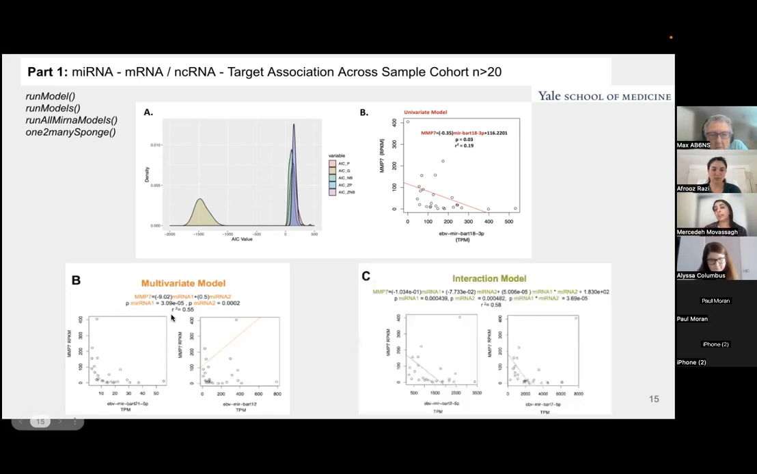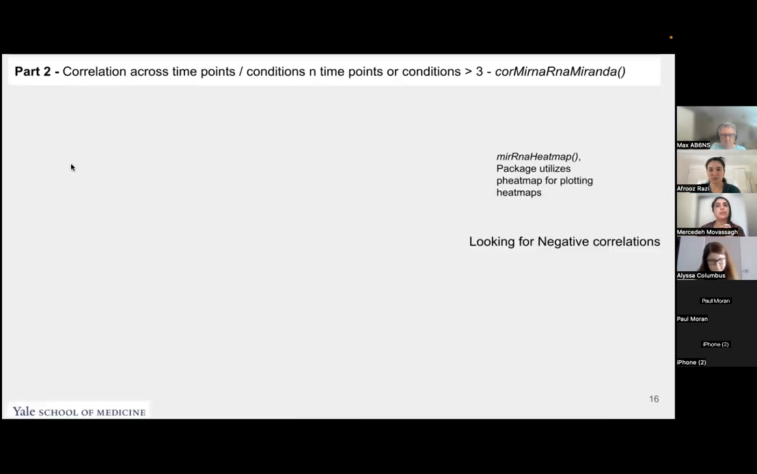And if you're doing an interaction model, you're basically looking at the third argument of the regression, which shows cooperation. You're just multiplying it and you're seeing if these two microRNAs together are going to do a better targeting or not. And these are the functions that are used basically for this part 1 analysis.